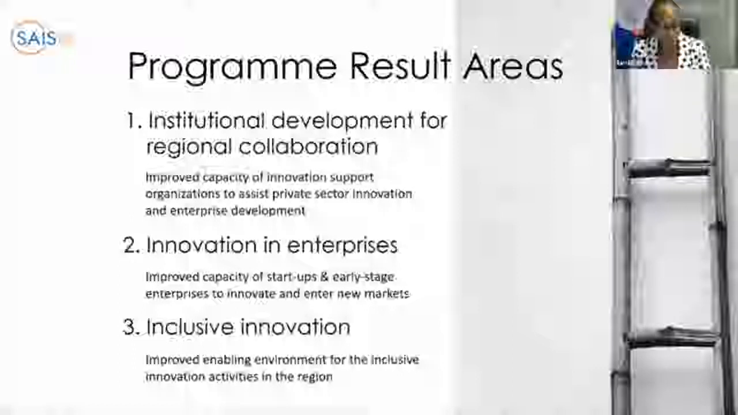The second result area is innovation in enterprises. And we believe if the capacity of startups and early stage enterprises is improved, it will result in new innovations and new markets entered and or created. The third result area is inclusive innovation. And here SAIS 2 seeks to attain this by improving and or creating an enabling environment for promoting new or improved products, services, and processes for excluded markets and communities.